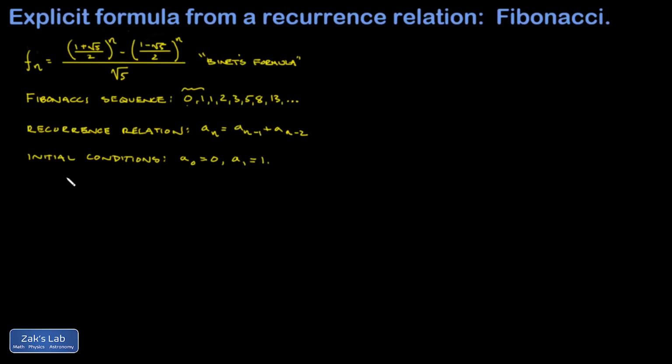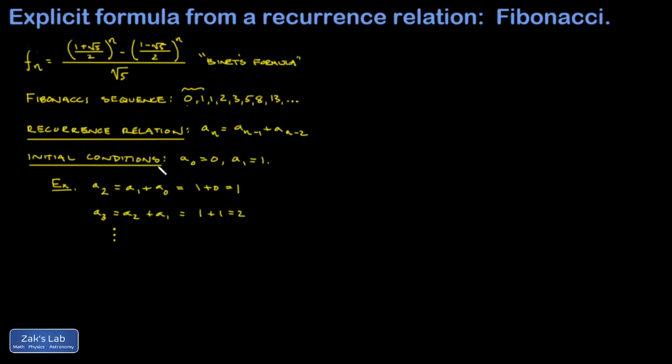So if I plug in, for example, n equals 2 into the recurrence relation, I get A2 equals A1 plus A0. And that's 1 plus 0. And that's 1. And I could go to the n equals 3 case. And I could keep doing this as long as I want and get the Fibonacci sequence as far out as I want. Now our goal here is to somehow arrive at this explicit formula that I plug n's into in order to generate the terms in the Fibonacci sequence.